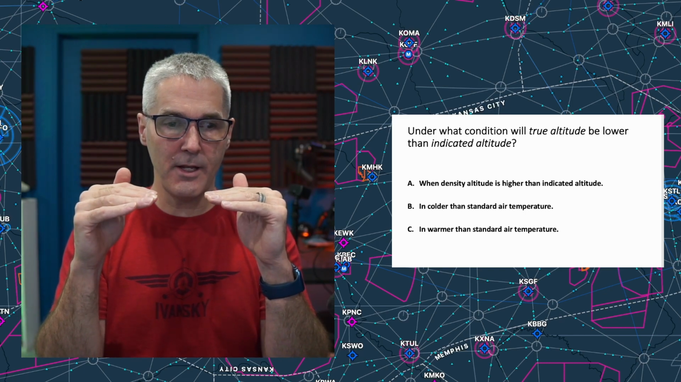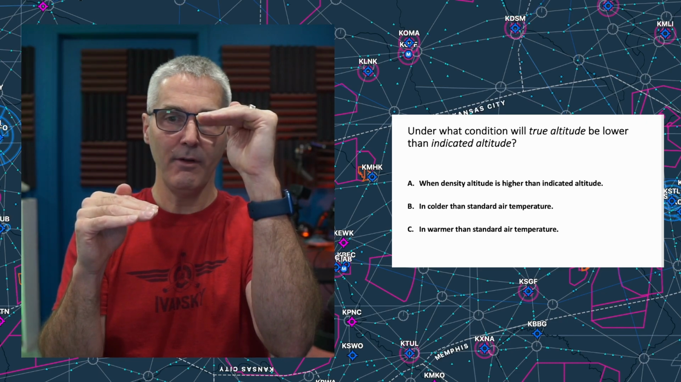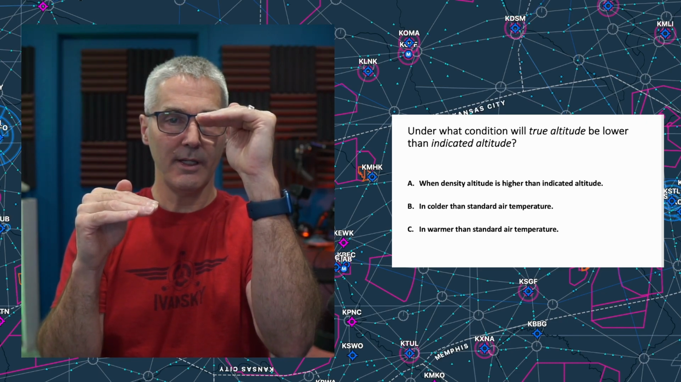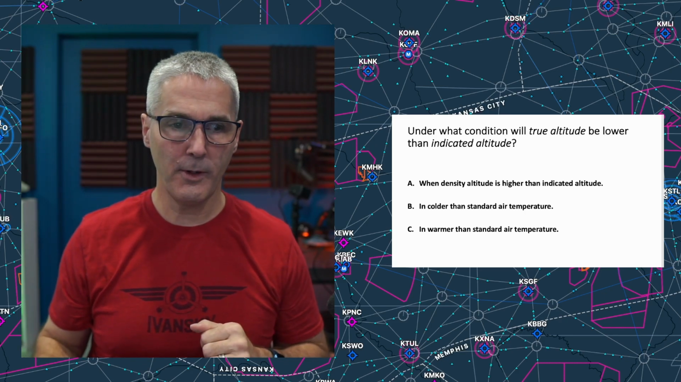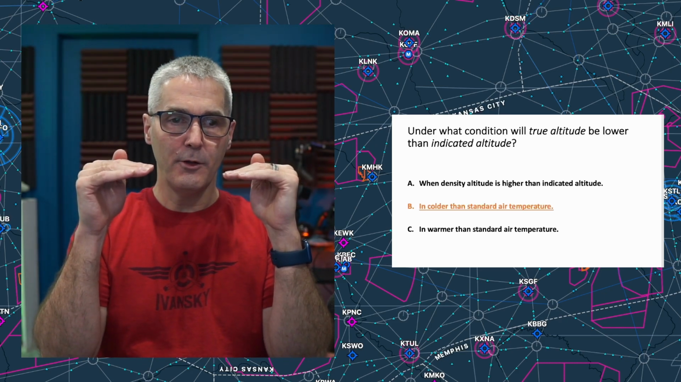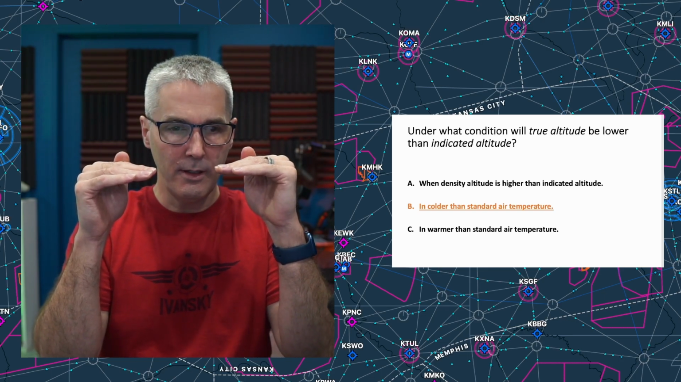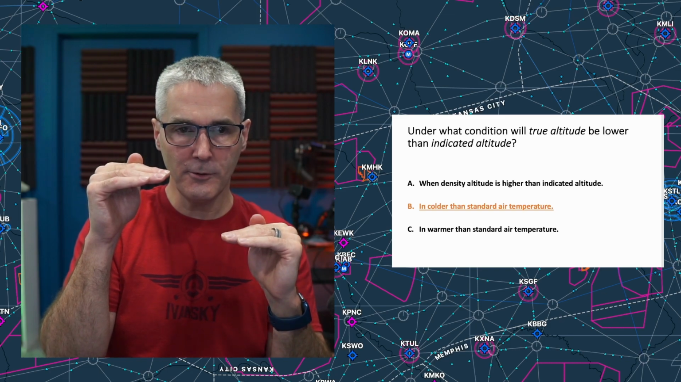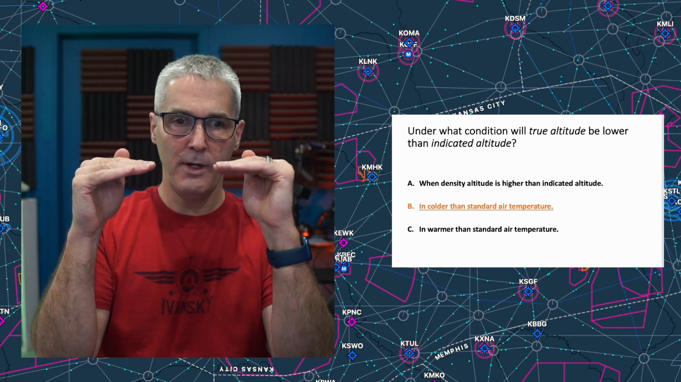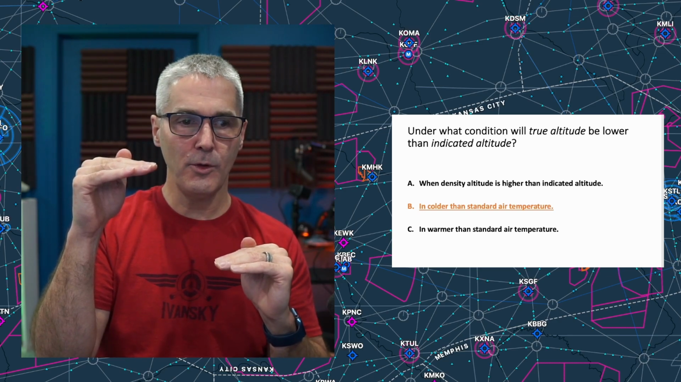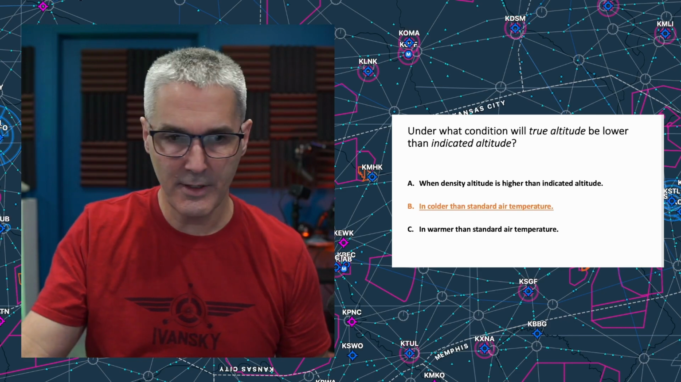Let's check out C. In warmer than standard air temperature. Warmer brings the hand up, and now we have true altitude higher than indicated. So that's not correct. The correct response would be B. Under what condition will true altitude be lower than indicated altitude? In colder, that brings the true altitude hand down, the hand with the watch. In colder than standard, the true altitude is lower than the indicated altitude. All right, let's look at the next one.